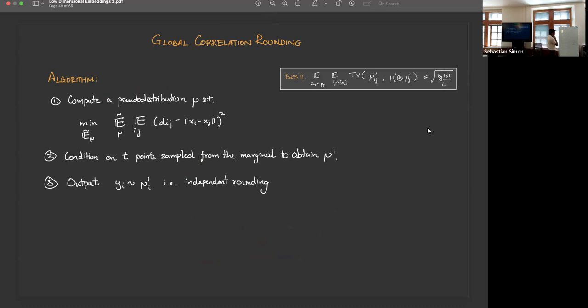And now let me tell you what our algorithm is. Our algorithm is really simple. All it does is it computes the pseudo distribution that minimizes the objective. Then it conditions on d points the way that I showed you earlier. We'll just sample d points from the marginal. And after you've conditioned your pseudo distribution, just do independent rounding. So round each variable to its product function.